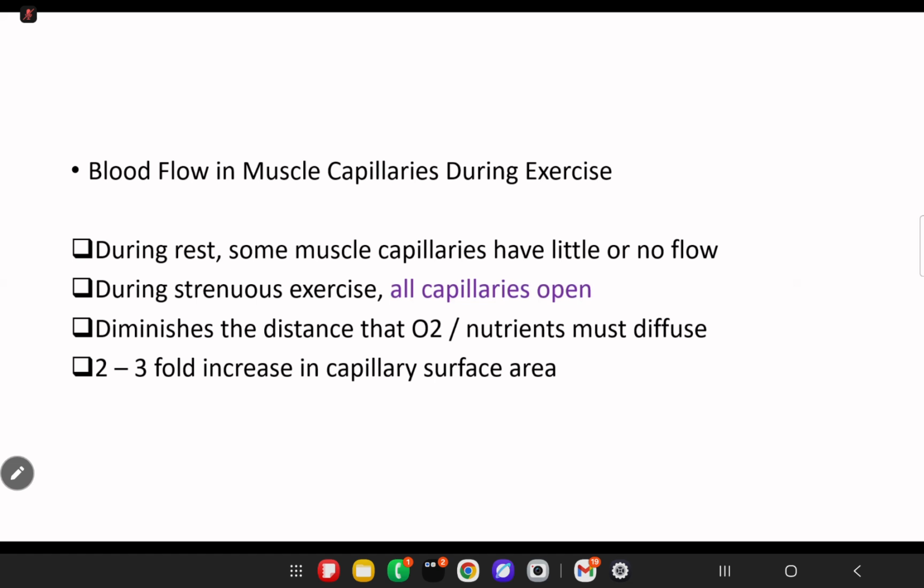So let's look at what happens to the capillary bed in muscles during exercise. During rest, there is hardly any need for them to be open. So basically, there's very little flow, or even you can say no flow. But when there is exercise, these capillary beds open up, and during strenuous exercise, all the capillary beds are open.